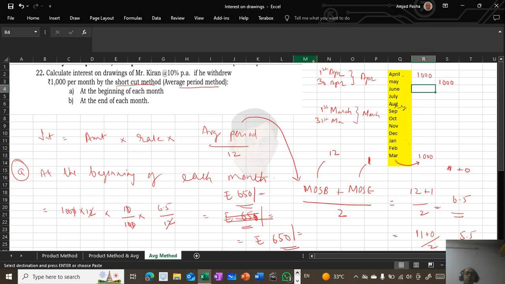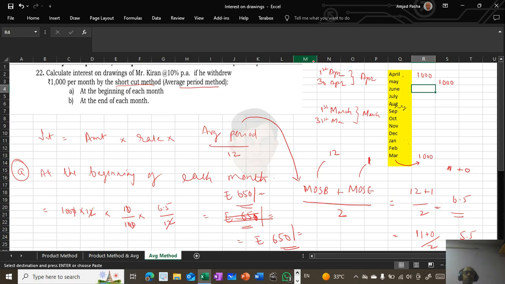Whether it is at beginning of the month or end of the month, the amount will be same. You should not do anything with the amount. So amount will be same. But months outstanding, he will not pay interest. Why should he pay interest when he is withdrawing on 30th April? So he will not pay interest when he is withdrawing on 30th April. Why will he pay interest when he is withdrawing on 31st March? He will not pay interest when he is withdrawing on 31st March.